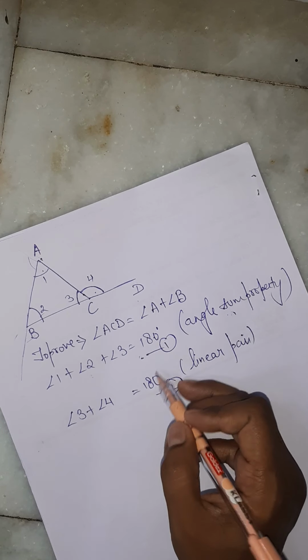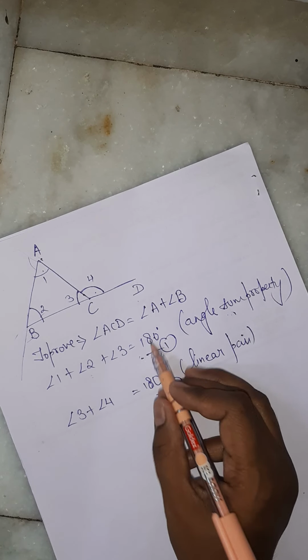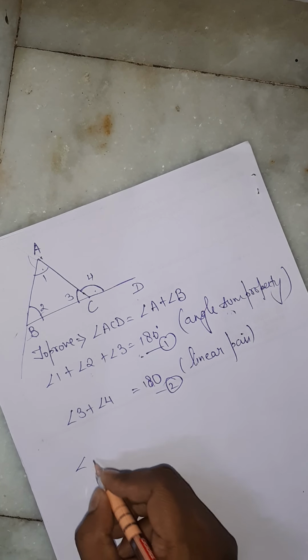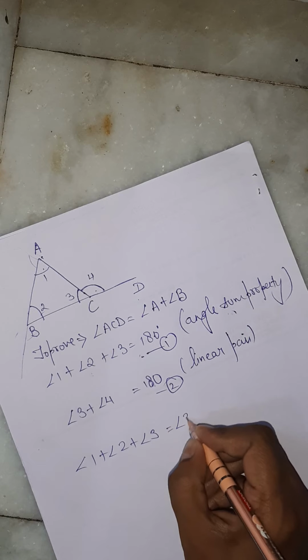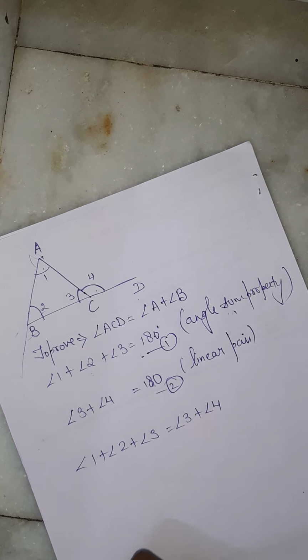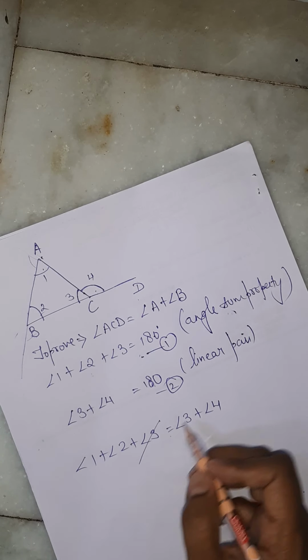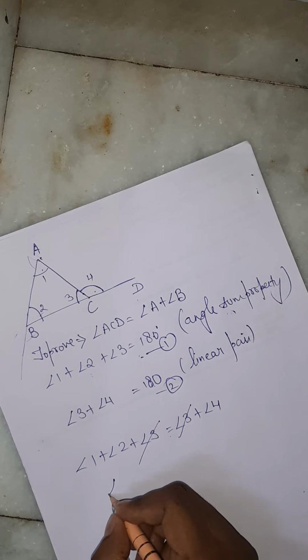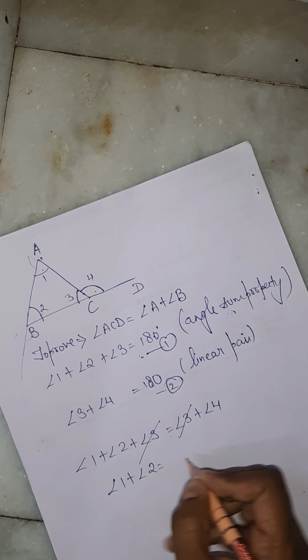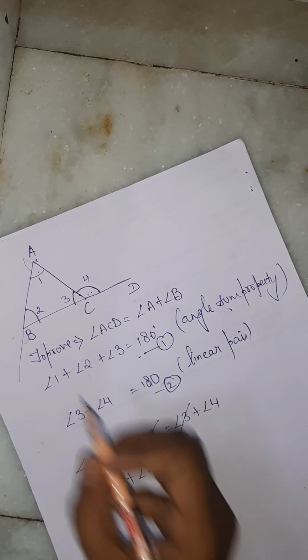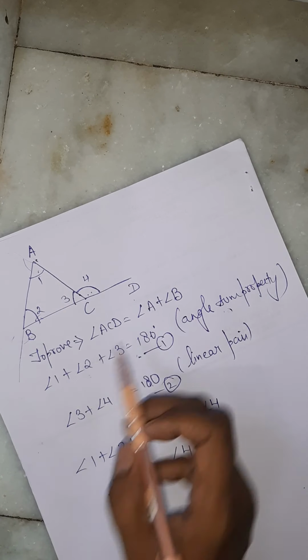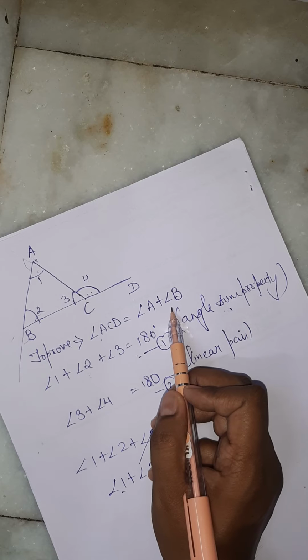Now 180, 180. That means the right hand side is equal for both the equations. So can I say that the left hand side is also equal? From these, can we cancel this one? Yes, of course. Angle 1 plus angle 2 is equal to angle 4. Angle 4 is exterior. 1 plus 2, they are both interior angles. This is what we were required to prove.